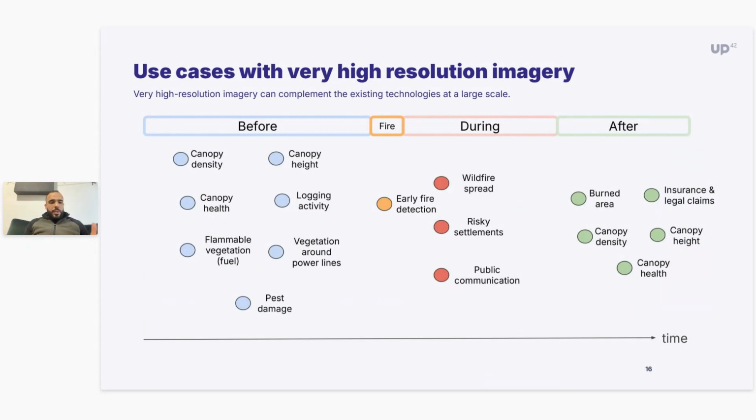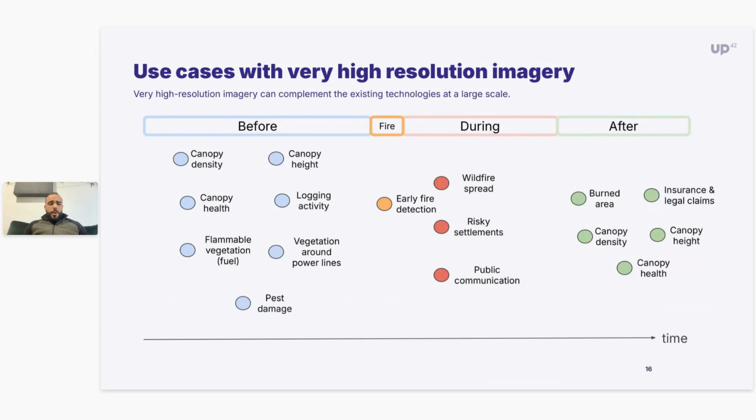With this imagery, you can see canopy density, canopy height, health, and some logging activity. You can track the vegetation quite well nowadays, and maybe vegetation around the power lines and pest damage. You'll see people are actually doing it. There is nice research around this. You can easily find different studies on that.